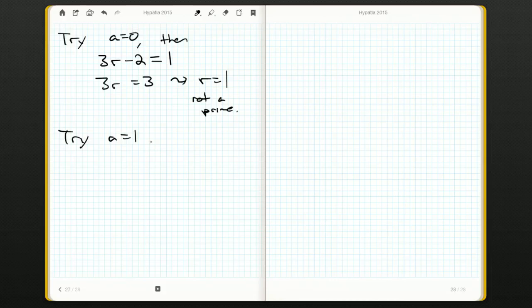Try a equals 1. Maybe no value of a will work for any of this. And that would be where we would show our contradiction. We've got to be looking out for ways to get our contradiction. So 3r minus 2 equals r. So we can rearrange that to be 2r is equal to 2. And that would mean, once again, that r is equal to 1. Will this always force r to be equal to 1?